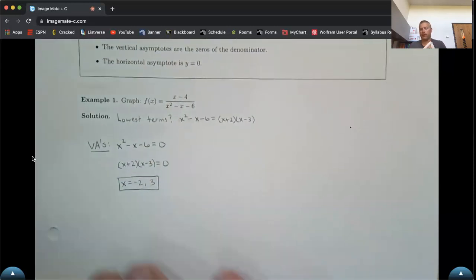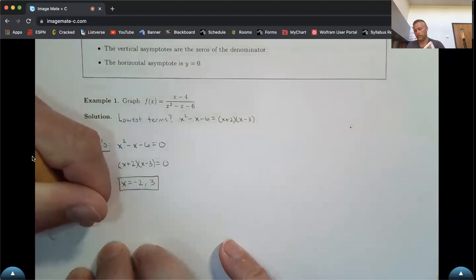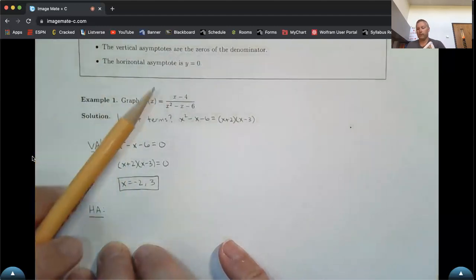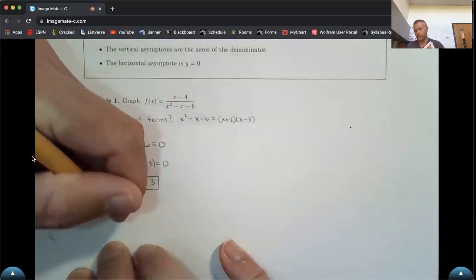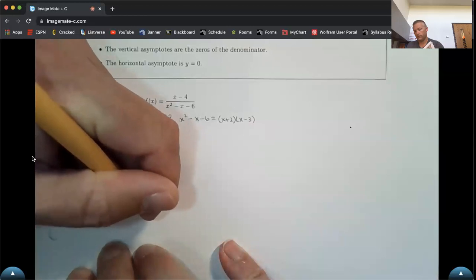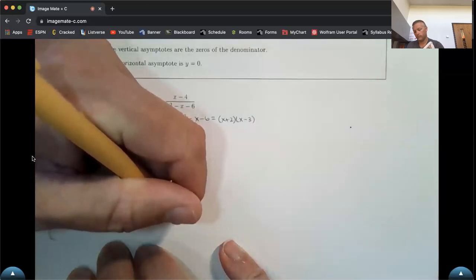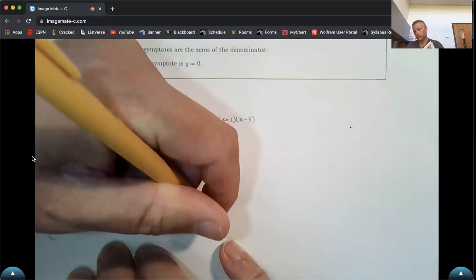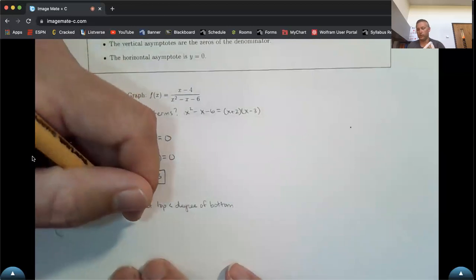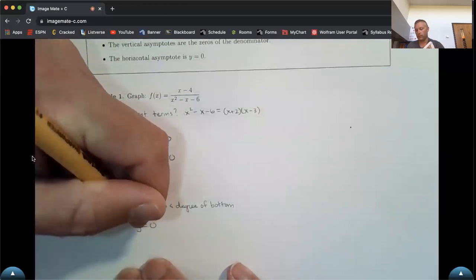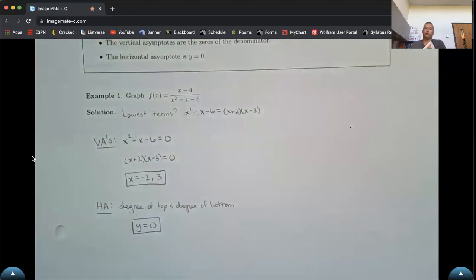Next, we check the horizontal asymptote. Well, we note here that the degree of the top is less than the degree of the bottom. When this happens, the horizontal asymptote is y equals 0. This is automatic. If the degree on top is less than the degree on bottom, if you plug in very large x's in either the positive or negative direction, you're going to get y's that are very close to 0.